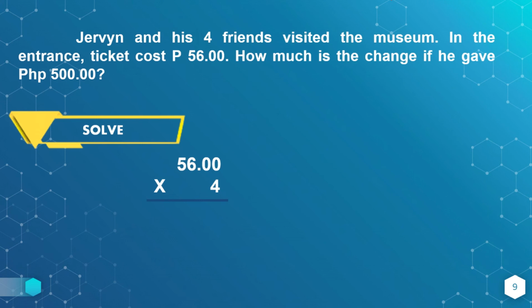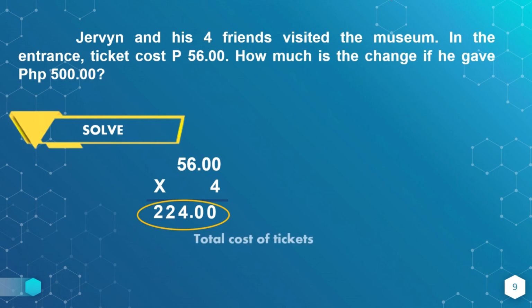4 times 6 is 24. So write 4 and then carry 2. 4 times 5 is 20 plus 2 equals 22. So 224 pesos is the total cost of tickets.